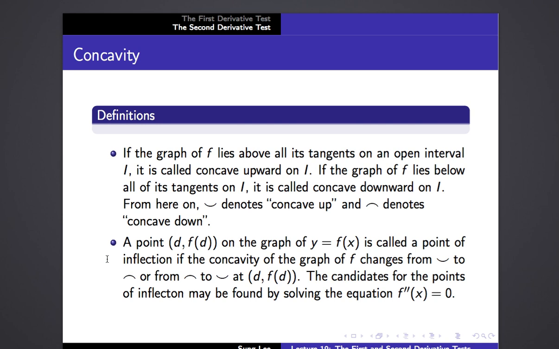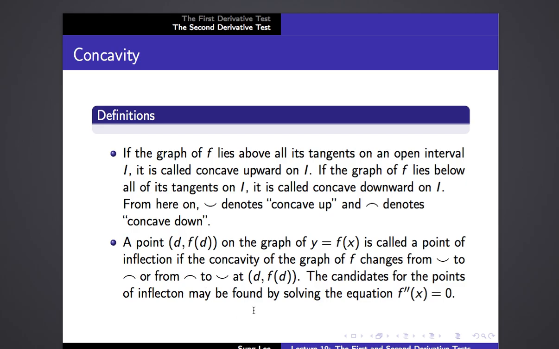And here comes another definition. A point on the graph, so you see that in this case it is not just the x point but a point on the graph, of y equals f of x is called a point of inflection, or simply an inflection point, if the concavity of the graph of f changes from concave upward to concave downward, or from concave down to concave up at this point.